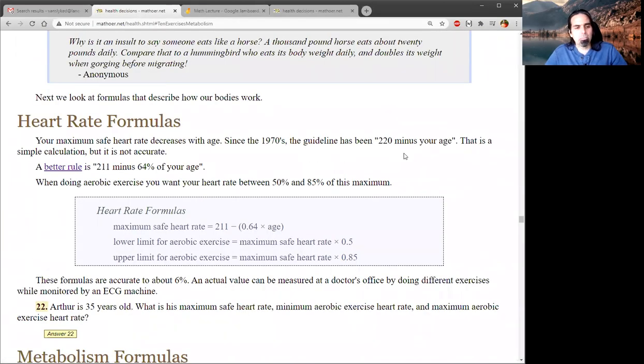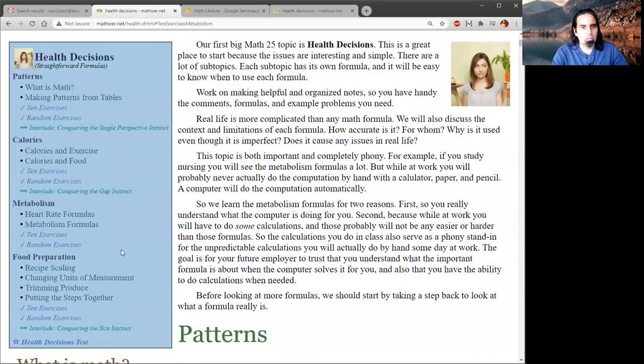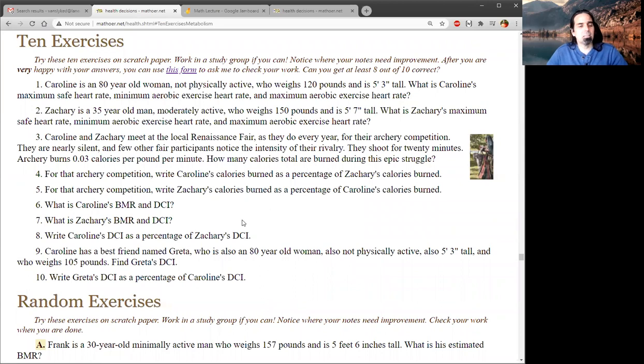Okay, did we want something else from the exercises? Because we're doing metabolism. Oh, okay. Let's do 4 and 5 while we're at it, since we're here.